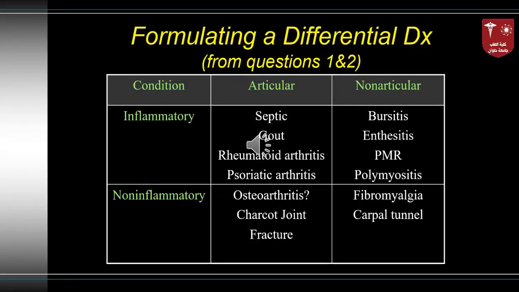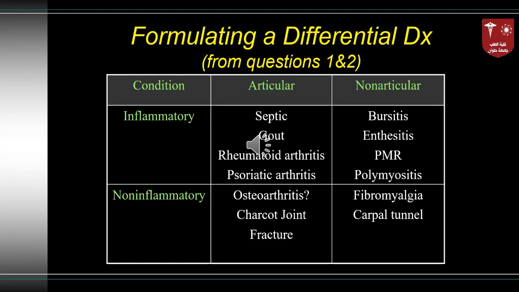At this point, we have some differential diagnosis. We encountered the patient, we excluded the red flags, then we asked whether it is articular or not, then whether it is inflammatory or not. At this point, we can check this table to get the differential diagnosis from question 1 and question 2.